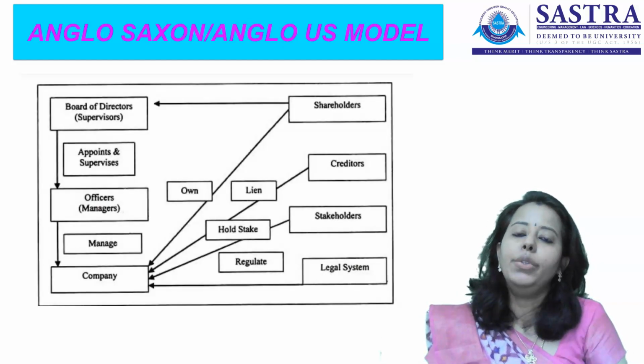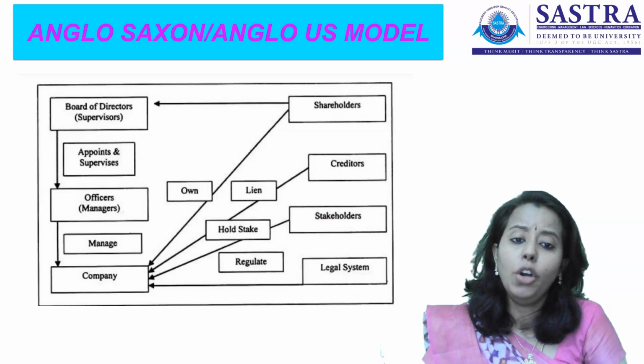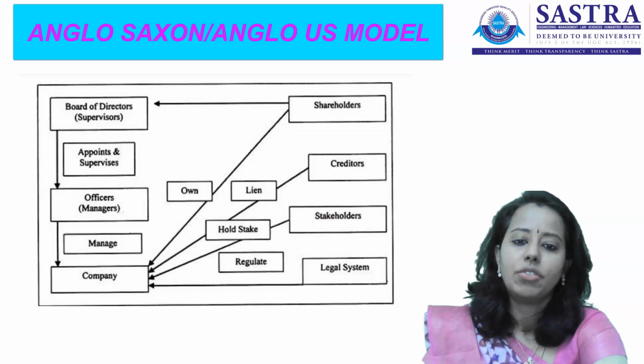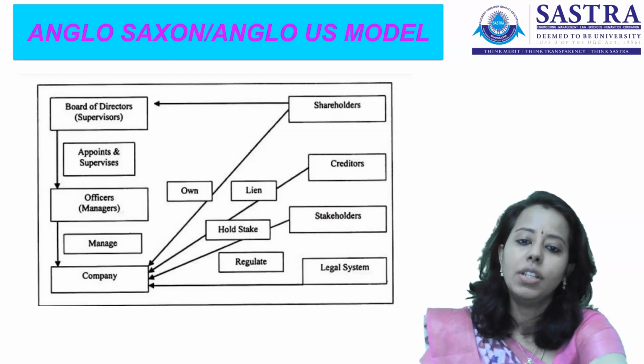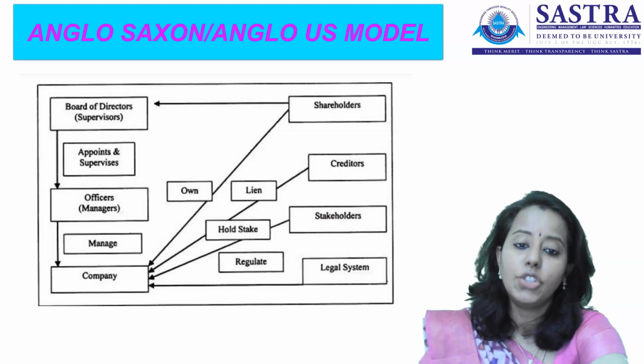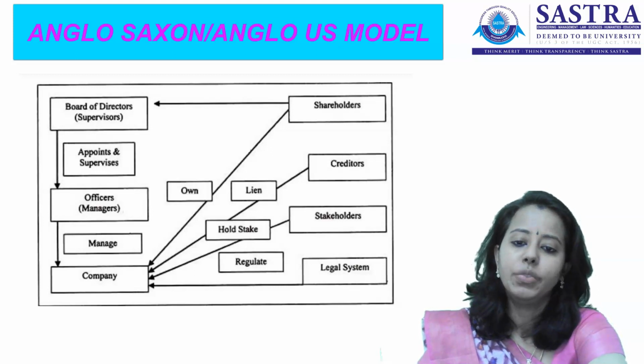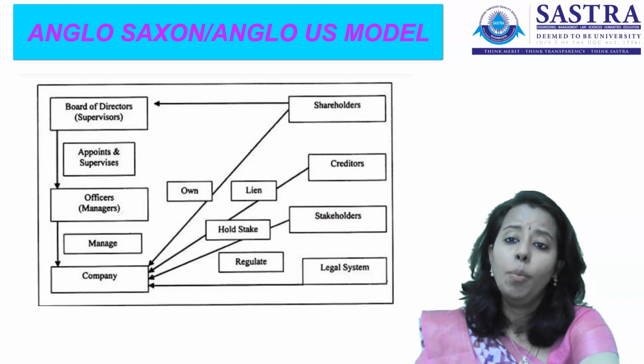So this is with regard to the Anglo-US model, and this industry structure, as you all see here, is how the Anglo-US model works. As you see here, the board of directors appoint the managers. The managers manage the firm as a whole, and the stakeholders, creditors, shareholders, as well as the legal system will be part of the firm. This is all about the Anglo-US model.